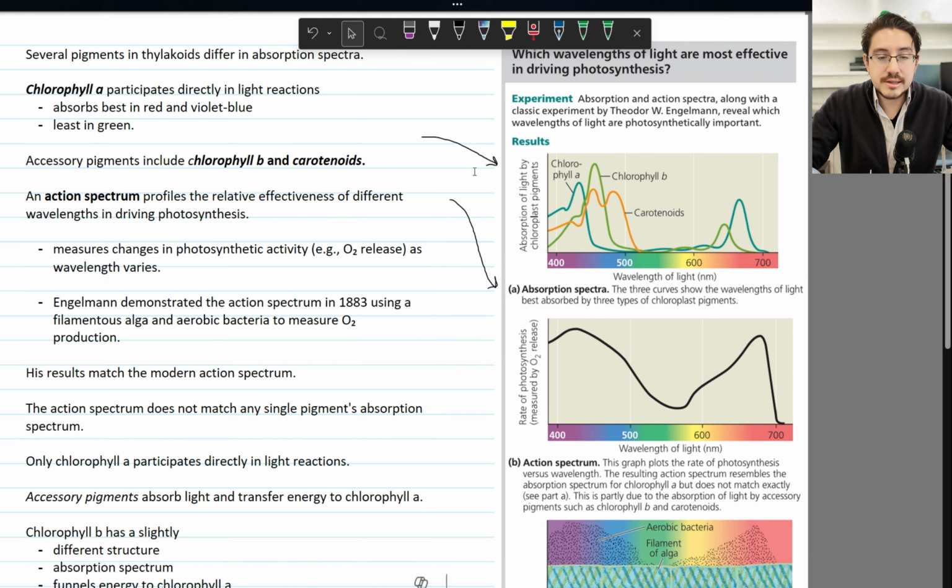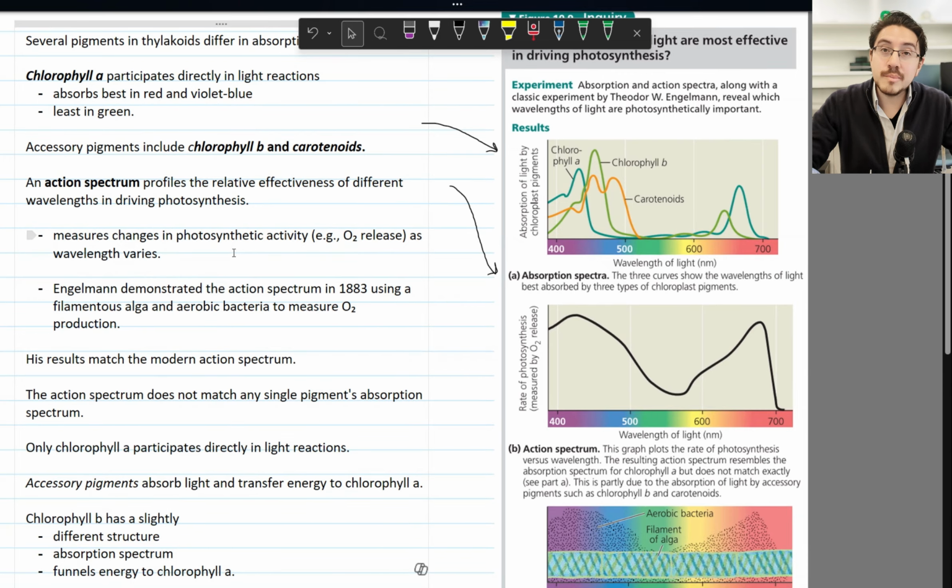If you take a look here, you have the wavelengths of light, and on the y-axis you have the absorption of light by the pigments. So let's say chlorophyll A, you have this dark turquoise line here. You see that it's absorbing a good amount in the purple, a little bit of blue in the wavelength, and then green, not so much, and even yellow and orange not so much, until you get into the red spectrum here.